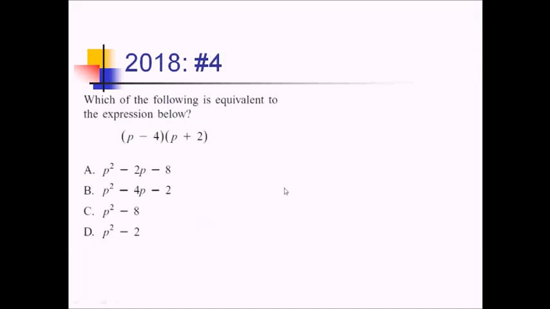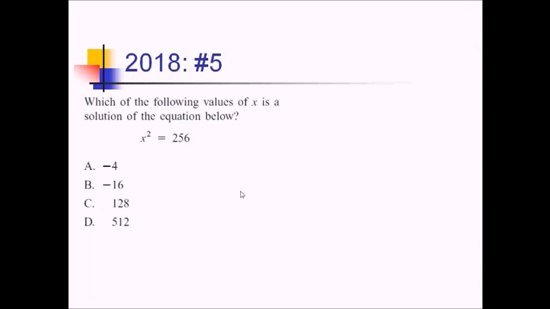For number 4, they want to know which expression is equivalent to p minus 4 times p plus 2. So this is one where you just have to FOIL it out and combine like terms. So we've got the first, that's going to be p squared. Outers will be plus 2p. Inners is minus 4p. And then the last, minus 4 times 2, is going to be negative 8. Now we have to combine like terms. 2p minus 4p, that's going to be a negative 2p in the middle. Nothing else can get combined, so that leaves us with choice A.